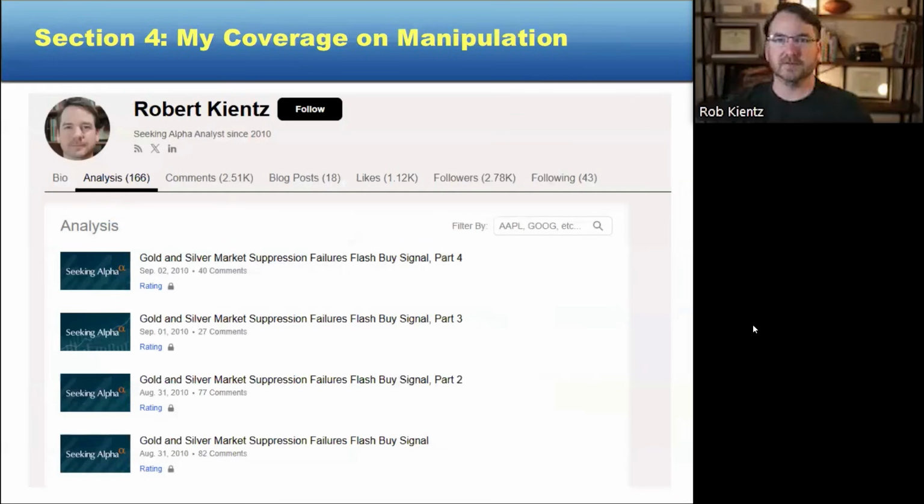Now we're going to get to section 4. This is the fun piece on manipulation. I was one of the very first people to cover precious metals market manipulation. I started writing for Seeking Alpha in 2010. This is a screenshot of my little writers page on Seeking Alpha. I wrote for about 12 years. I haven't written for them really in a couple of 3 years. I did for a long time.